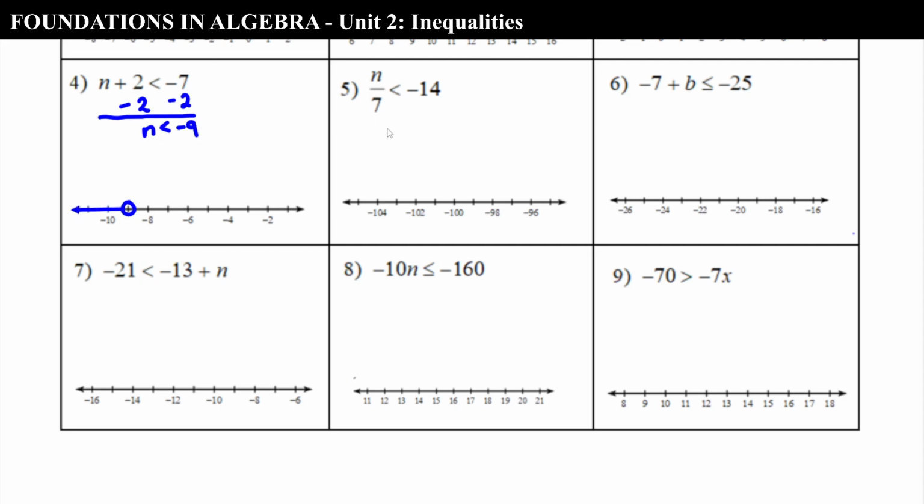For example 5, we're going to multiply each side by 7. And when you do that, you're going to get n is less than -98. You can use your calculator to find out what -14 times 7 is. So we're going to have an open dot at -98, and we are going to graph to the left.